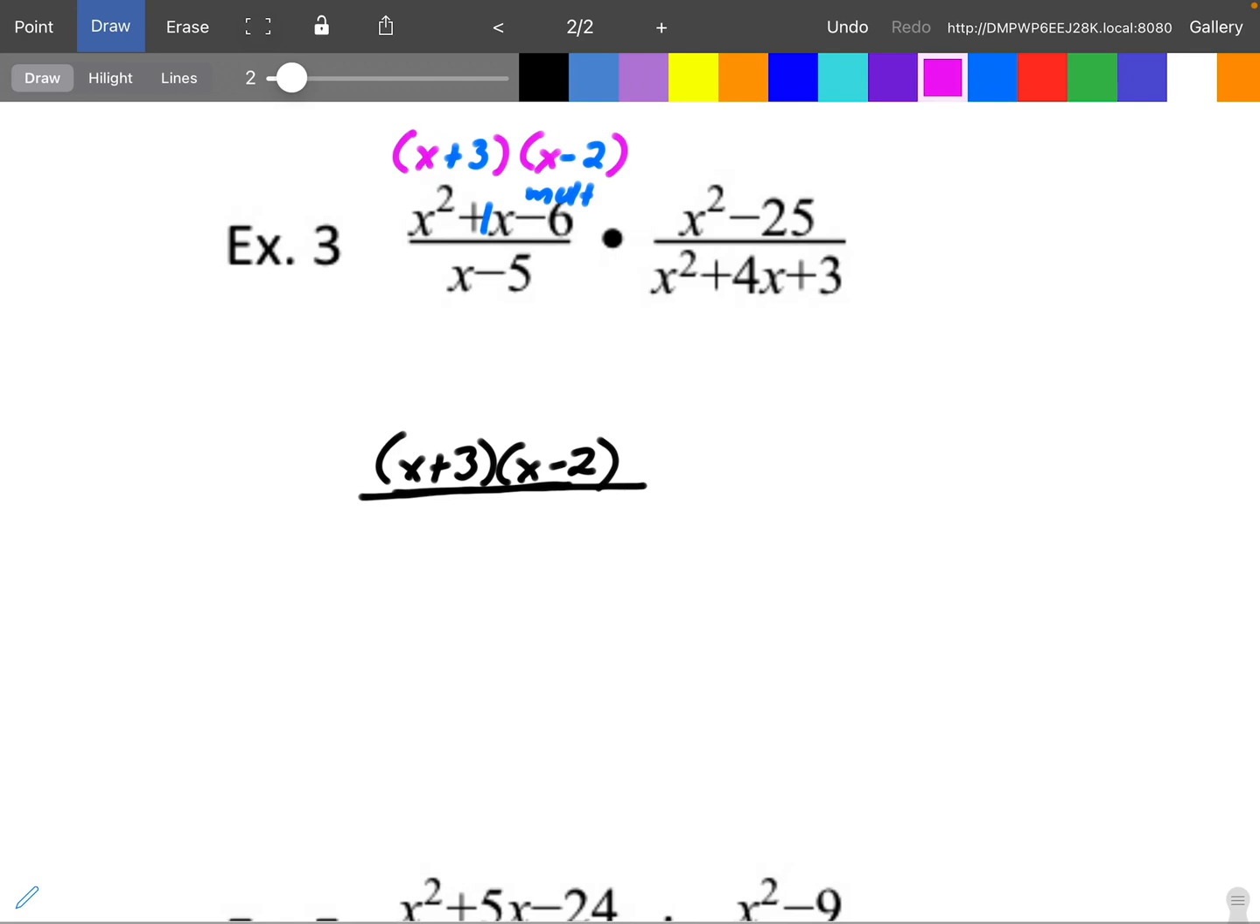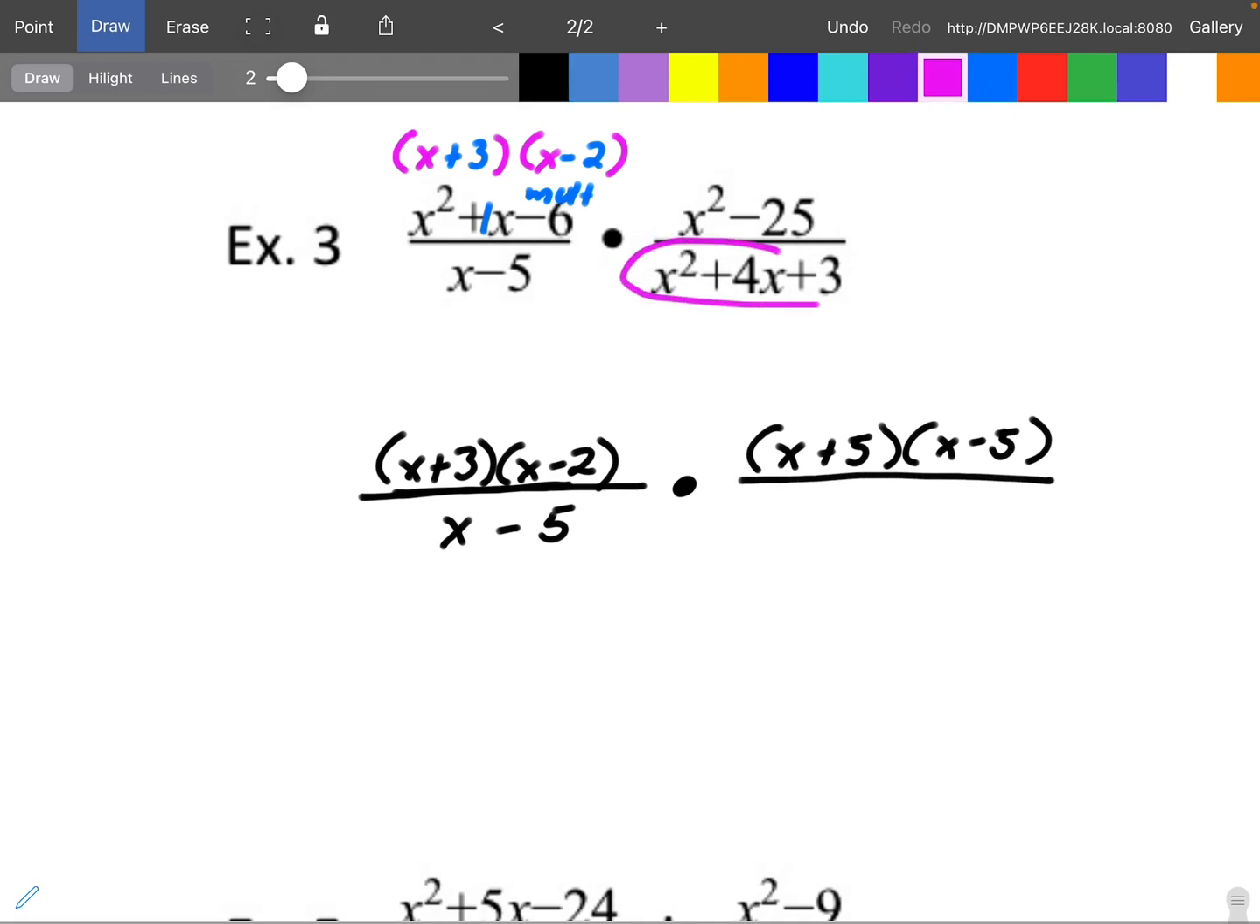Okay, so let's look at the denominator of that fraction right there. Well, that's x minus 5. There is no greatest common factor, and it's only x, not x squared, which means I can't factor that one. So I'm going to leave it just the way it is and put it back in that denominator. Now let's take a look at our second fraction. So if I take a look at the numerator, well, that's another difference of squares, because x squared is x times x, and 25 is 5 times 5. Therefore, those factors are going to be x plus 5 and x minus 5.